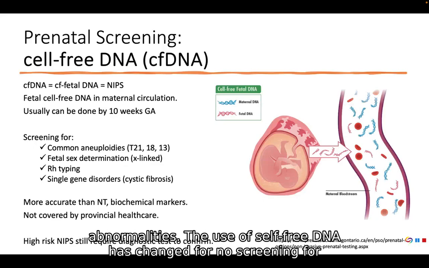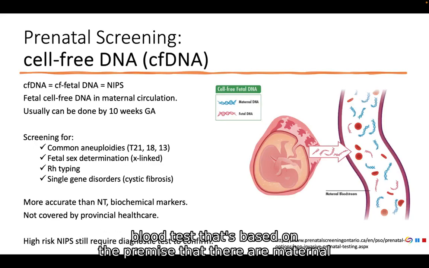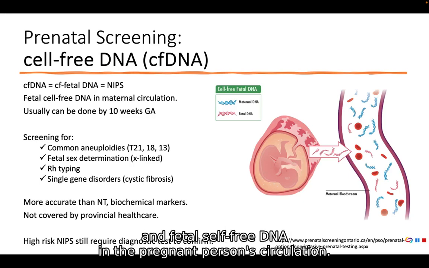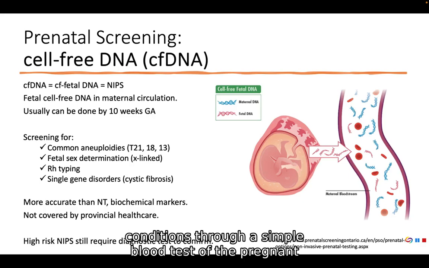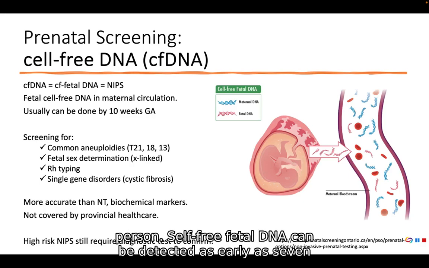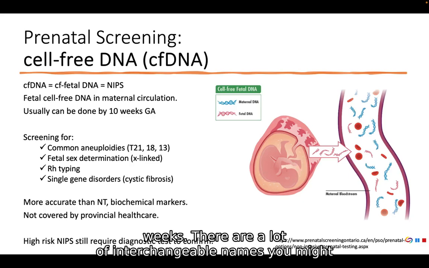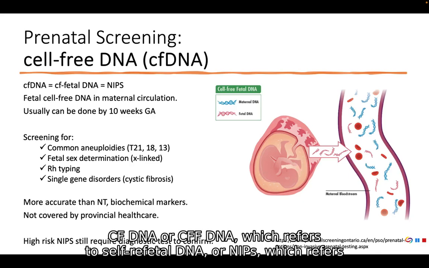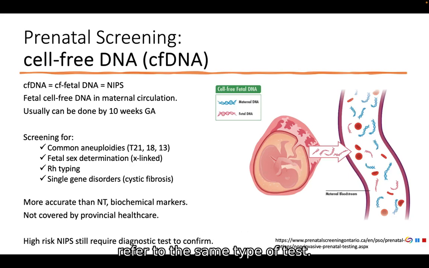The use of cell-free DNA has changed prenatal screening for aneuploidies. Cell-free DNA, if you've never heard of it, is a blood test that's based on the premise that there are maternal and fetal cell-free DNA in the pregnant person's circulation. This allows us to screen for possible fetal genetic conditions through a simple blood test of the pregnant person. Cell-free fetal DNA can be detected as early as 7 to 8 weeks of pregnancy, and most companies will do it by 10 weeks. There are a lot of interchangeable names. You might see cfDNA or cffDNA, which refers to cell-free fetal DNA, or NIPS, which refers to non-invasive prenatal screening, and they all refer to the same type of test.